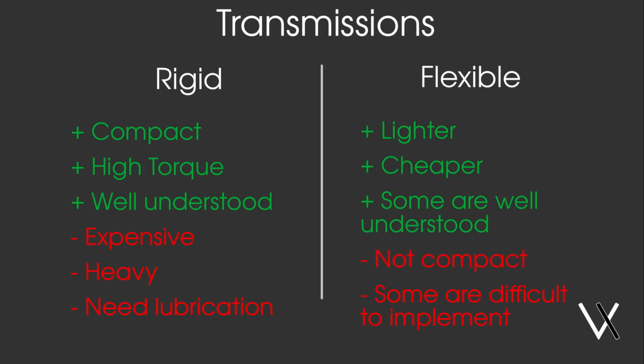Flexible transmissions vary a bit more. They're usually lighter and cheaper than rigid transmissions, but they also require more space. This makes them ideal in robots when you have a lot of space or when you need the motor to be placed far from the output.